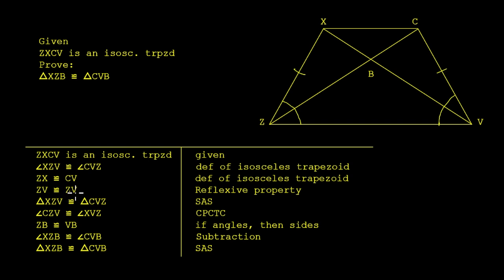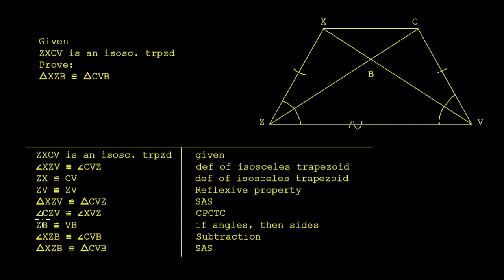ZV is congruent to ZV, reflexive property. ZV is congruent to itself and is in both triangles. Therefore, triangle XZV is congruent to triangle CVZ by SAS, side angle side.